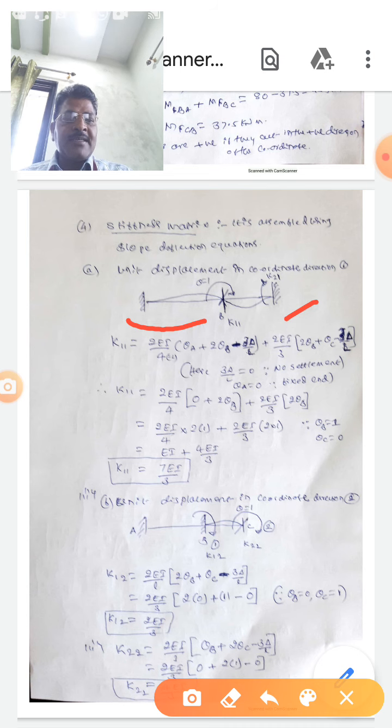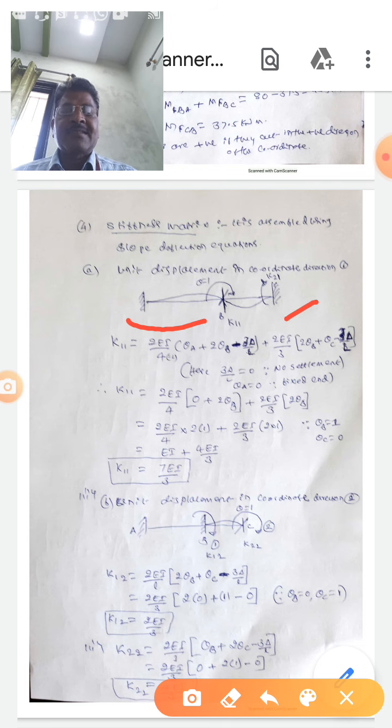Similarly, the force at 2 due to the rotation at 2. So that is K22 is equal to 2EI upon 3 into (theta B plus 2 theta C minus 3 delta upon L). You put the values, and you will get K22 is equal to 4EI upon 3. So the stiffness matrix at coordinates 1 and 2 are calculated.